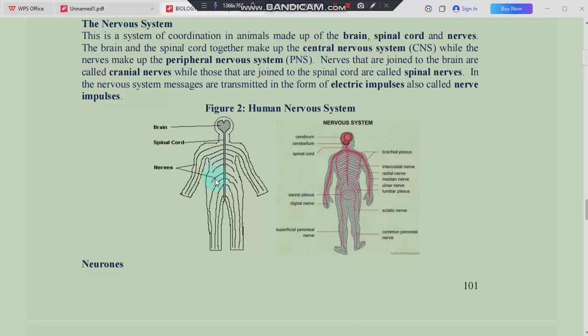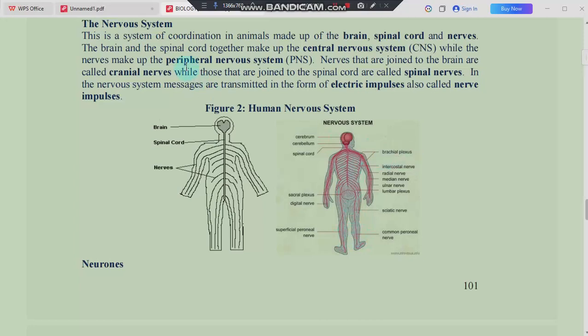While when we talk about the nerves, for example, those nerves in our brachial plexus, like the radial nerve, the median nerve, the ulnar nerve, all these make up the peripheral nervous system, including this intercostal nerve, which makes up your thorax cavity, and the sacral plexus, the digital nerve in your digital forearm, there in your digit fingers. We have the superficial peroneal nerve, which is here. We have the common peroneal nerve. All these nerves, whenever we talk about the nerves, we are talking about the peripheral nervous system.